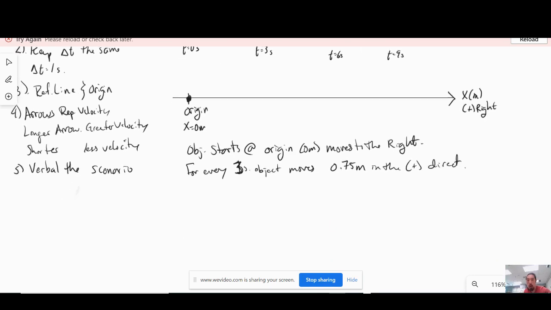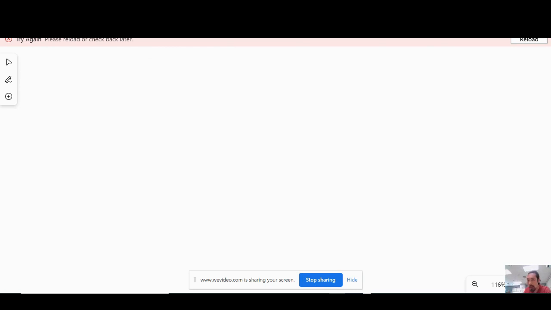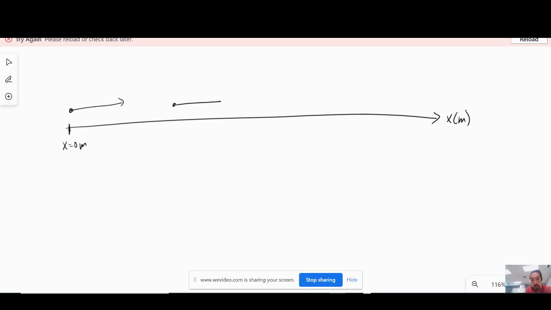So let's take what we just learned and try to apply it to a new motion map. Let's do this. I'm going to draw a reference line. Okay, we'll say right here is the origin. And we will have just the object moving to the right. All right, and see what I do right there. Oh, look at that. All right, so here is my motion map.